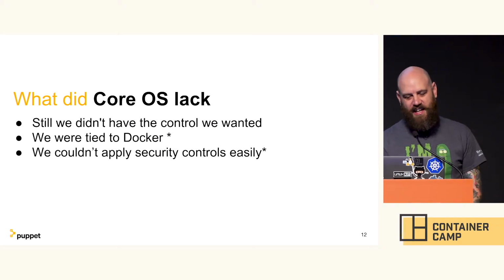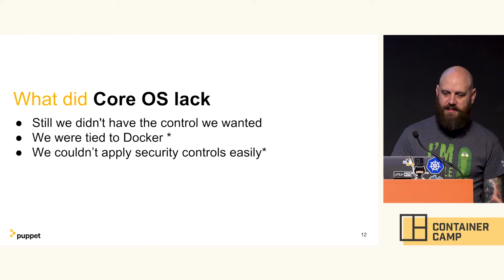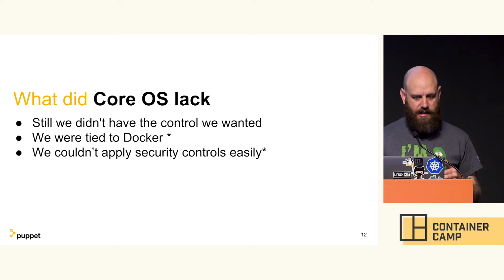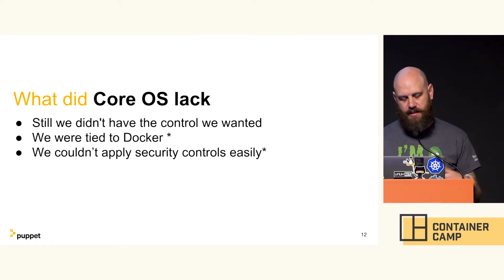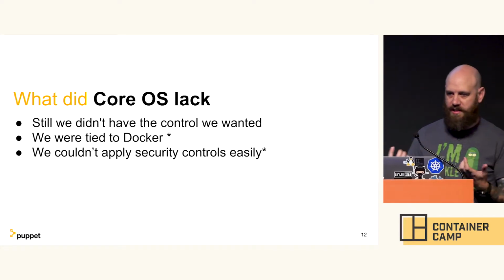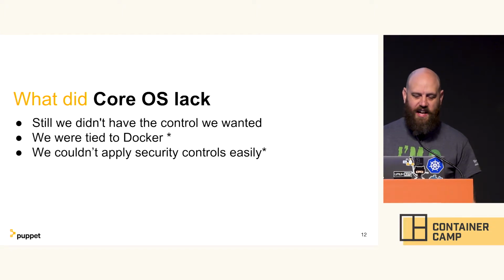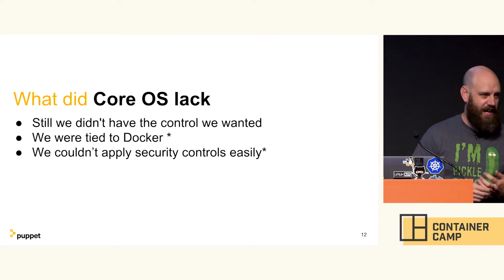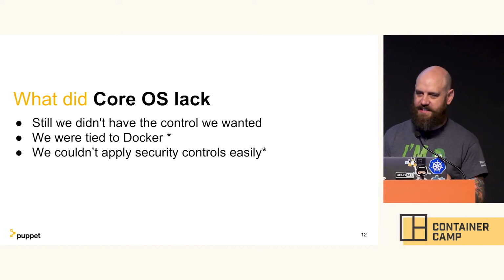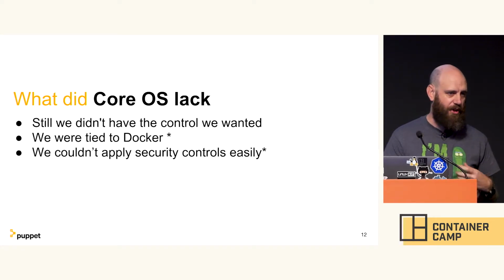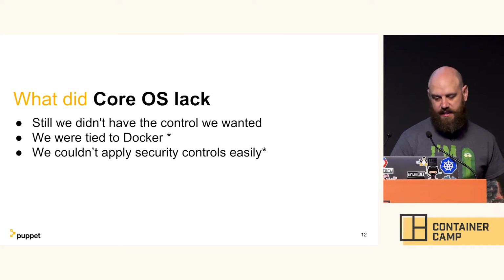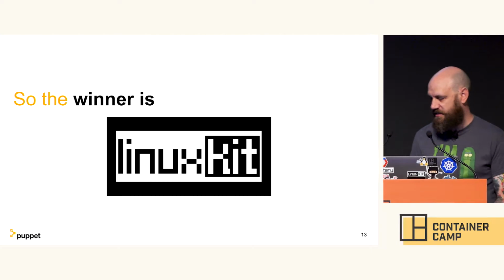So what did CoreOS lack? We didn't have control over what we wanted. With the GitOps workflow, although you could have had the configuration in Git, we still would have had to have an OS that's somewhat modeled on CoreOS. There's already an OS there. We were tied to Docker, and I'll put that in quotes because we'll come back to that. We couldn't apply the security controls easily that we wanted. The security controls we spoke about in the blog post aren't really accessible in CoreOS, and they were in LinuxKit. So the winner is LinuxKit.